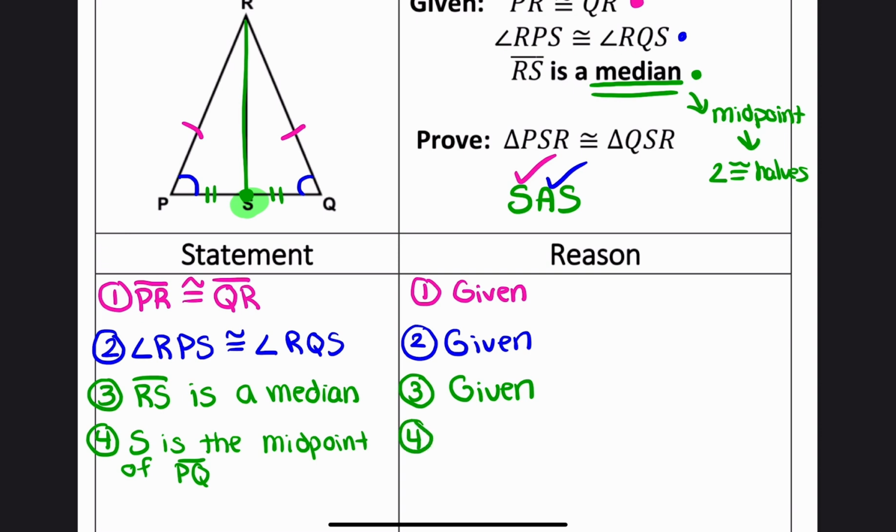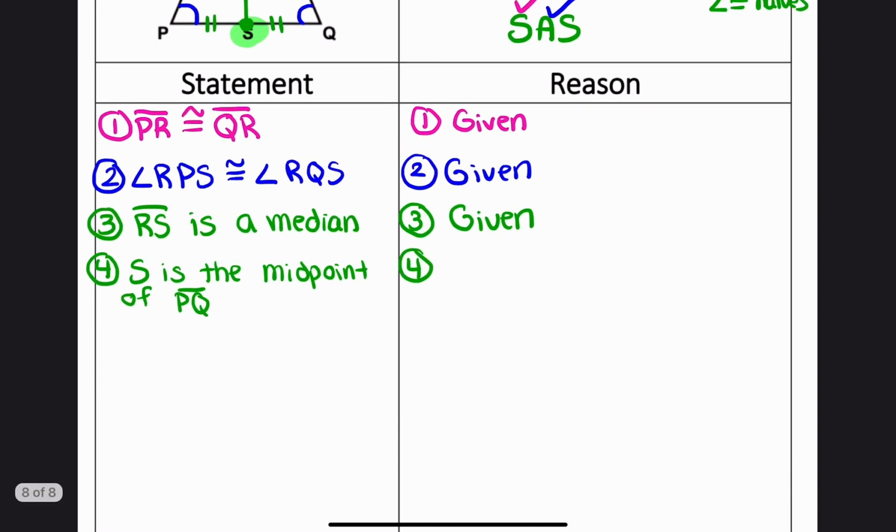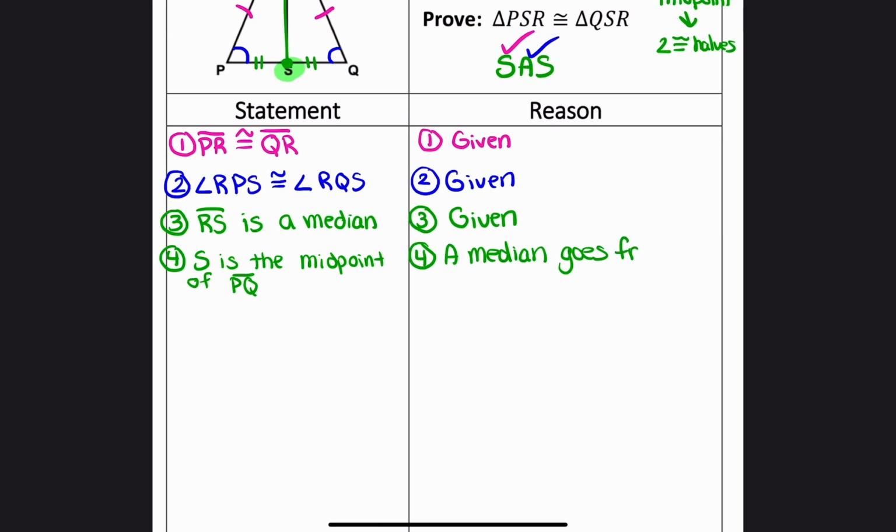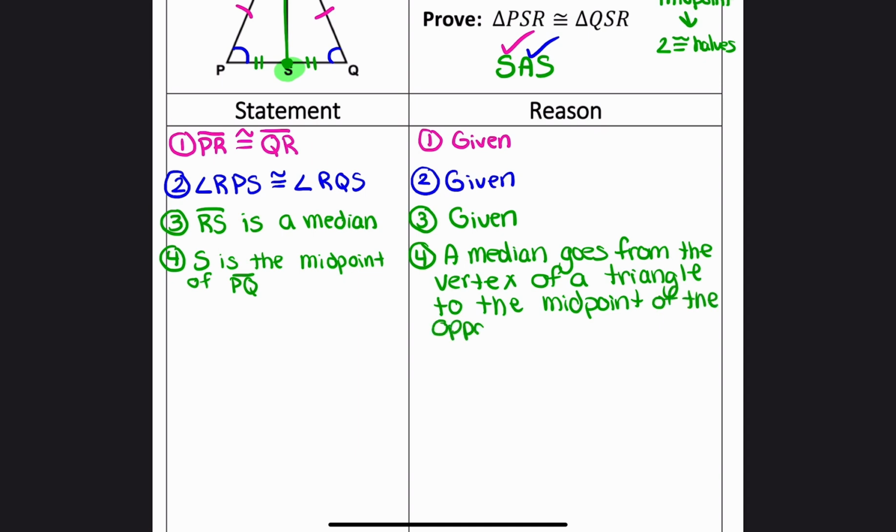And why is that? So we're going to go with our definition of a median. A median goes, zoom out a little bit, from the vertex of a triangle to the midpoint of the opposite side. Okay? So now that I have a midpoint, that's beautiful.